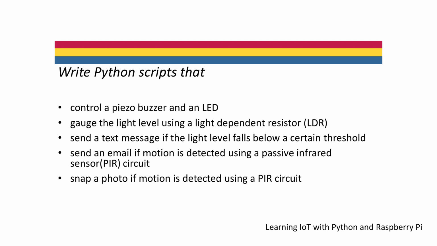A piezo buzzer circuit and an LED circuit are used to introduce the reader to controlling electronic circuits using Python script. Next, the light level is gauged using a light-dependent resistor circuit. The first IoT project is to send a text message if the light level falls below a certain threshold. Another IoT project is to send an email if motion is detected using a passive infrared sensor circuit. And there's a project whereby a photo is snapped if motion is detected.